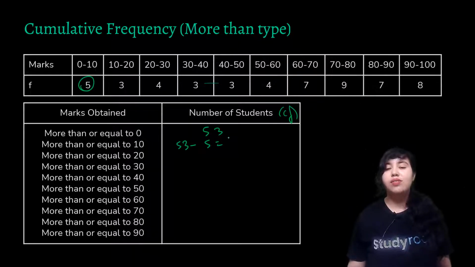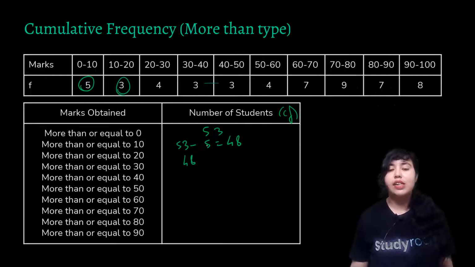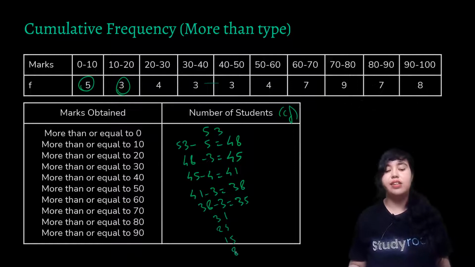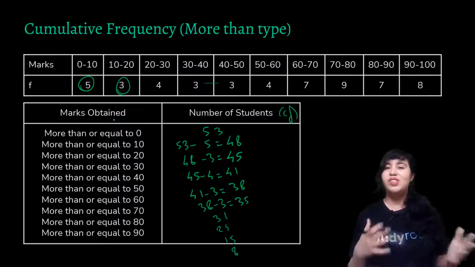So 53 minus 5 in this case will become 48. Then you will take 48 minus 3. That will become 45. Then you will do 45 minus 4. That will become 41. 41 minus 3 will be 38. 38 minus 3 will be 35. Then you will do 35 minus 4. That will become 31. Then you will get 24, 15, and ultimately you will get 8. So note the difference between the two tables.